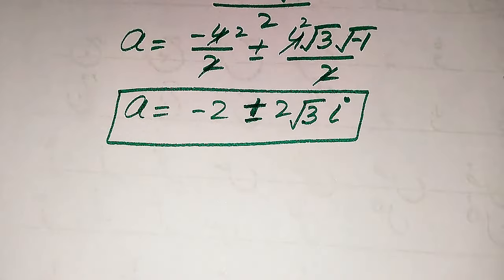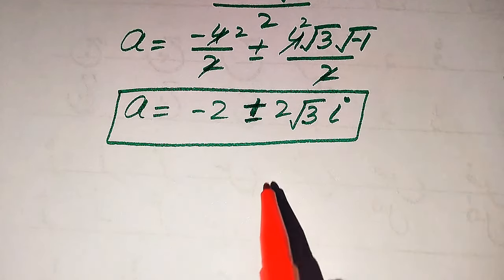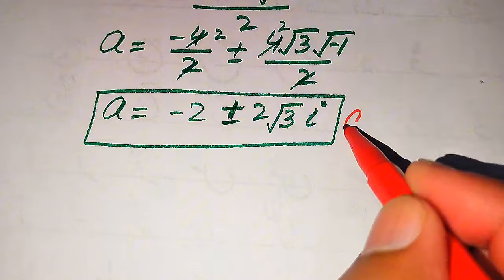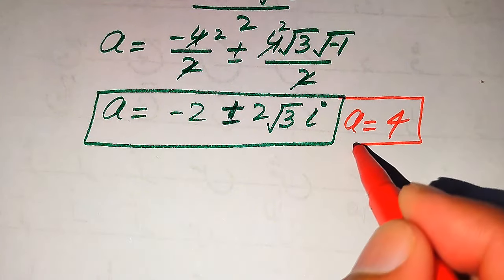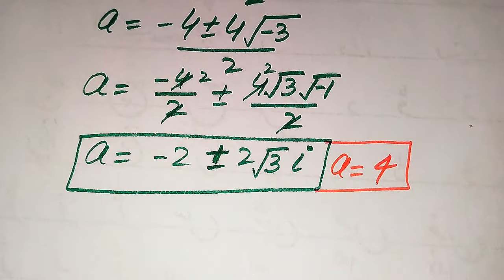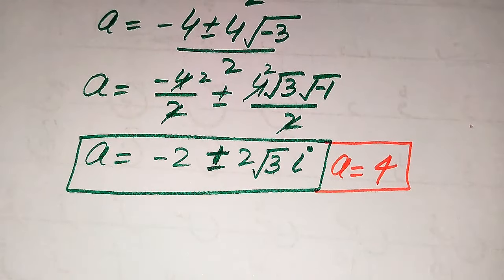So finally we have 3 roots of the given equation, in which these two roots are complex roots, and a is equal to 4 is the one real root of the given equation. So these are the 3 roots, and this is our final answer to this question.